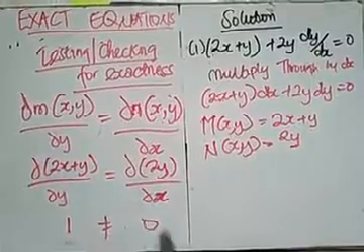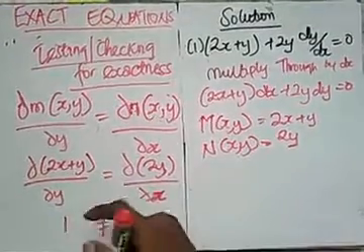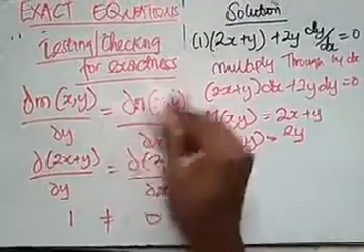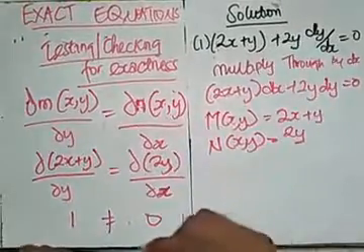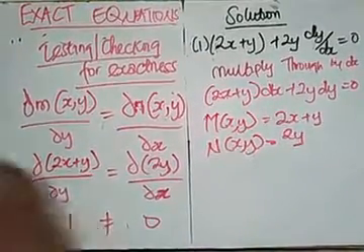So we can't solve since M and N are not equal. So we can't use the exact equation to solve this problem. So we'll move on to problem 2.